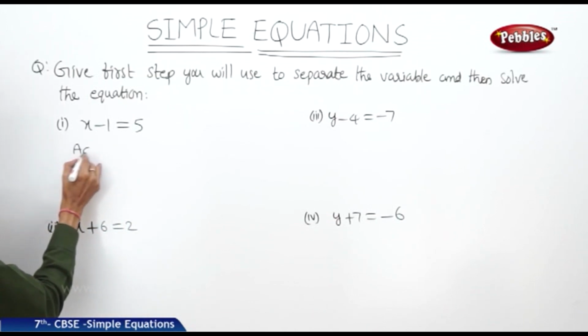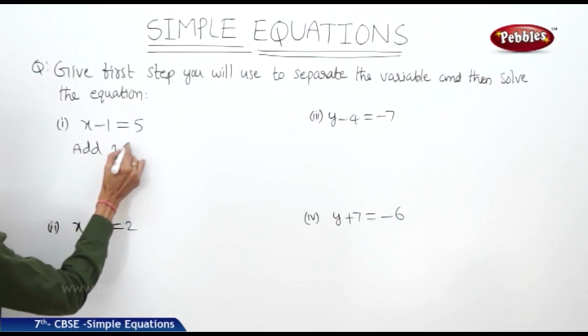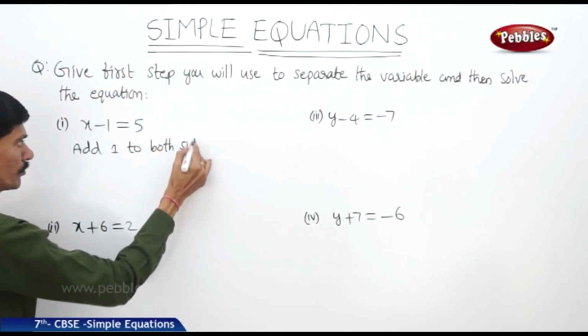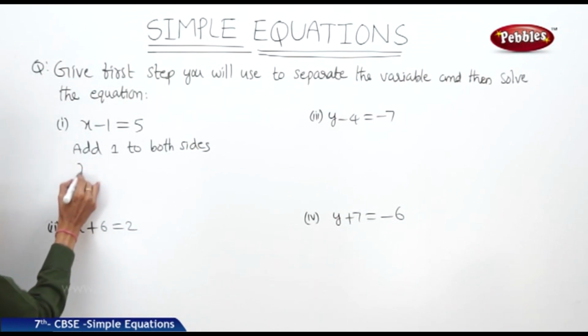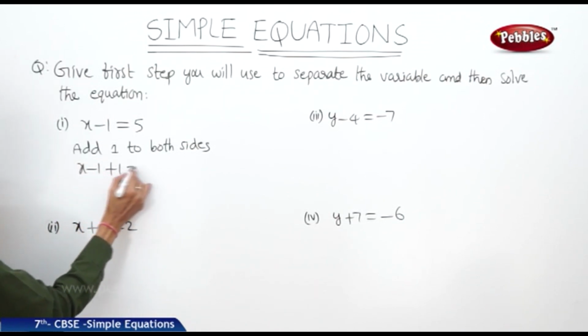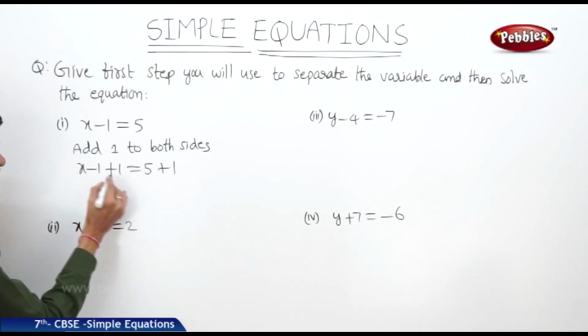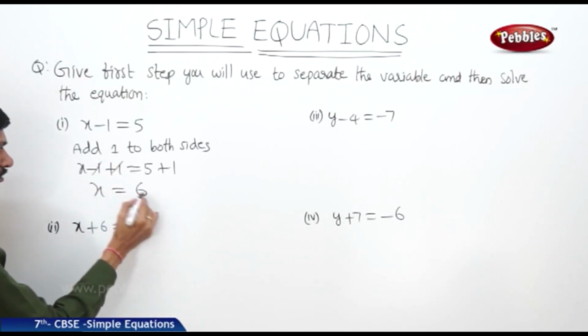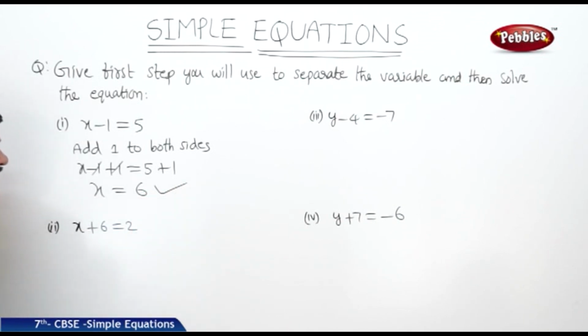So we write add 1 to both sides. Then we get x minus 1 plus 1 equals to 5 plus 1. So here minus 1 plus 1 get cancelled, then we get x equals to 6. Now this is the solution of the equation.